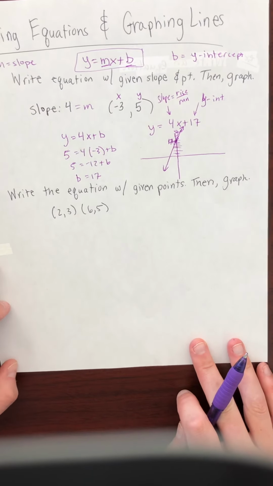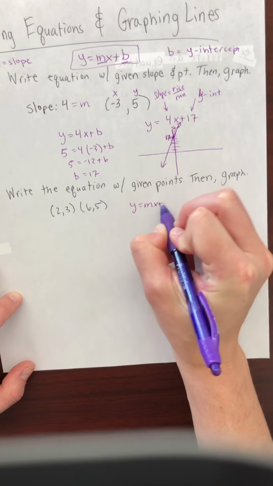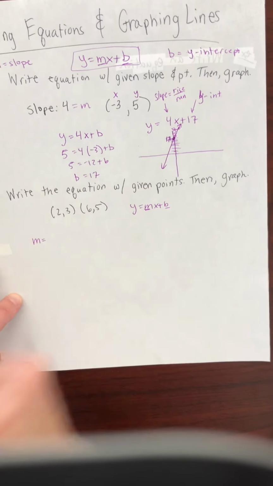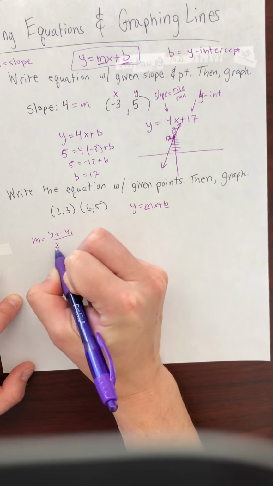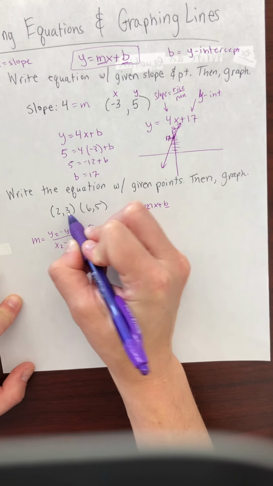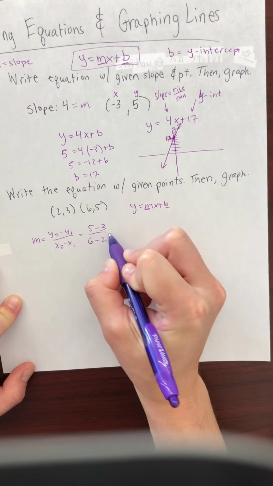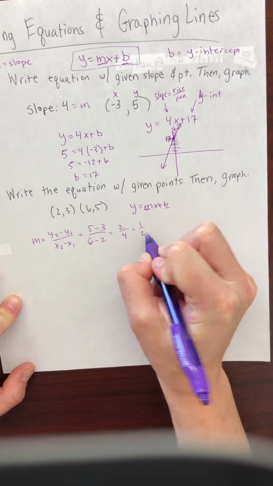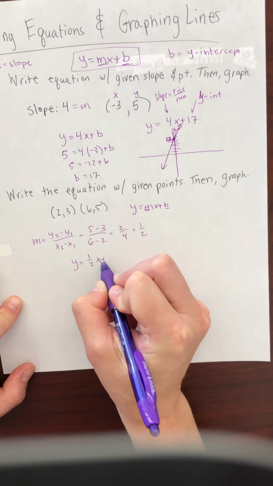All right, another question that comes up: write the equation with the given points and then graph. Again, we're looking for y equals mx plus b. I need m and I need b. So for m, given 2 points here, you do y2 minus y1 over x2 minus x1. So y2, 5, minus y1 over x2 minus x1. 2 over 4, which is a half. There's our slope. So now I know it's y equals 1/2 x plus b.